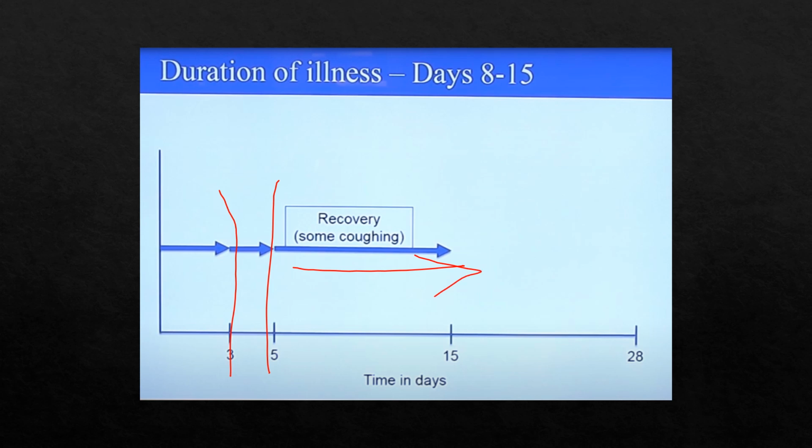So if you're seeing a sick kid who's only been sick for a day or two, odds are they're going to get sicker before they're going to get better. But if you're seeing them in this 3 to 5 day window, they may be just about to get over the hump.